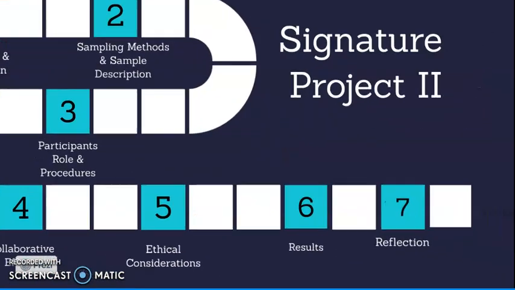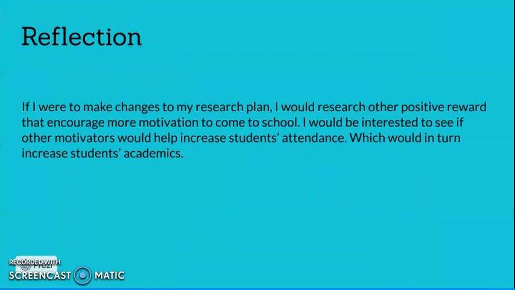Reflection. If I were to make changes to my research plan, I would research other positive rewards that encourage more motivation to come to school. I will be interested to see if other motivators will help increase students' attendance, which would in turn increase students' academics.